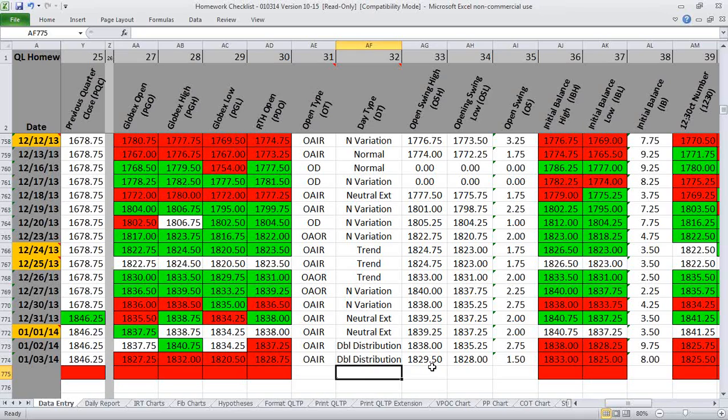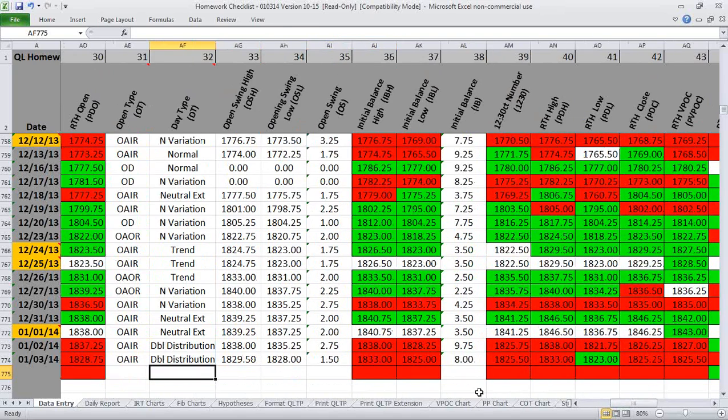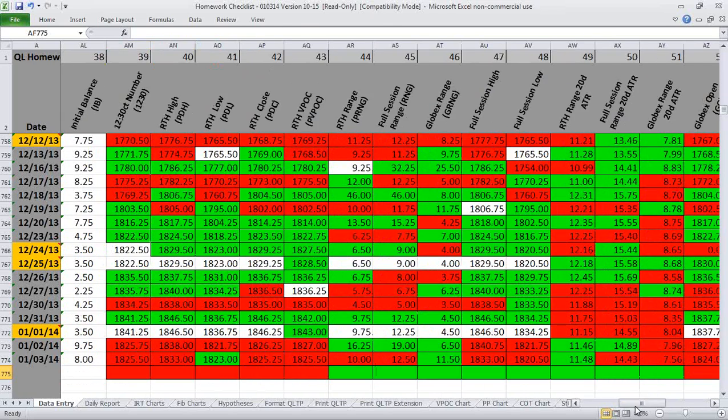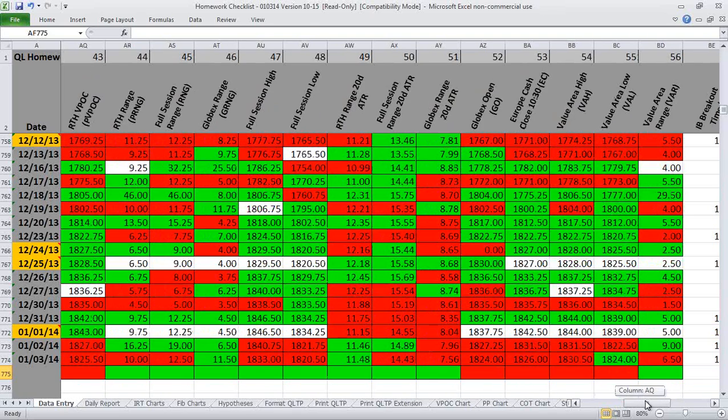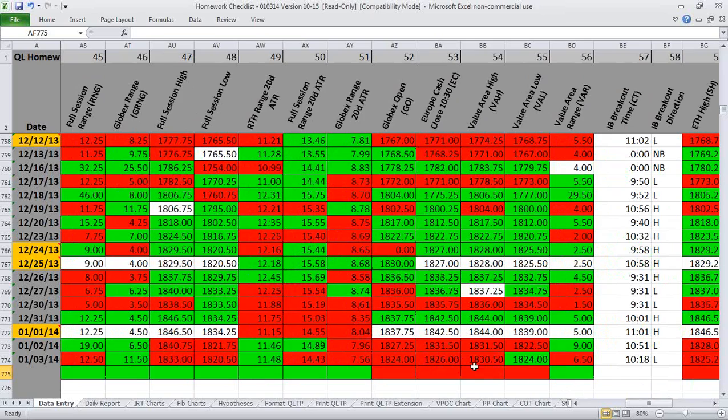Our opening swing high, 1829.50, was that key LVN and microcomposite LVN, and then our opening swing low was 1828. Initial balance high 33, low 25, for an 8-point IB, pretty normal there. We did have lower numbers pretty much all the way around, except that we had a higher low, and our ATRs are running 11 and basically 11.5 for the RTH, about 14.5 for the full session, and about 7.5 for the Globex right now.